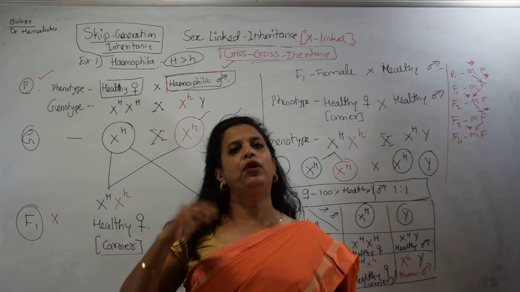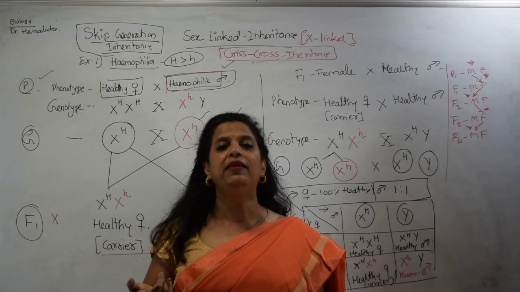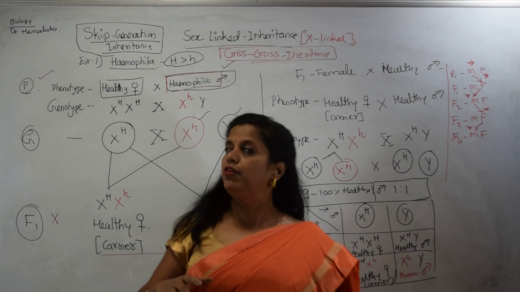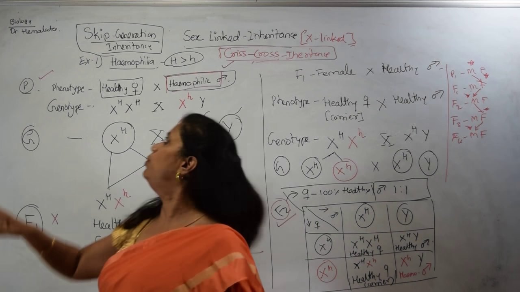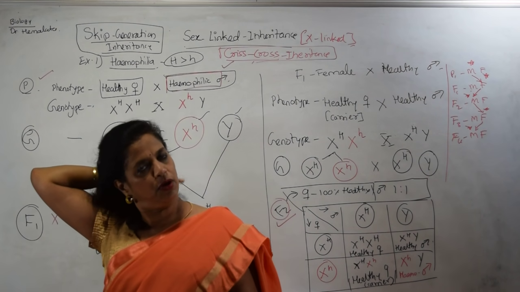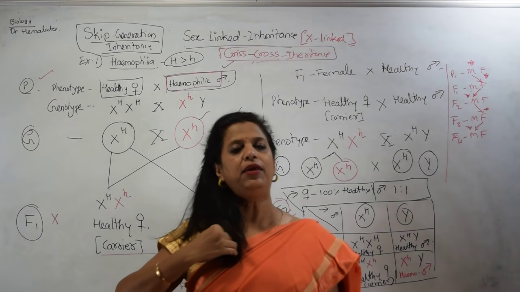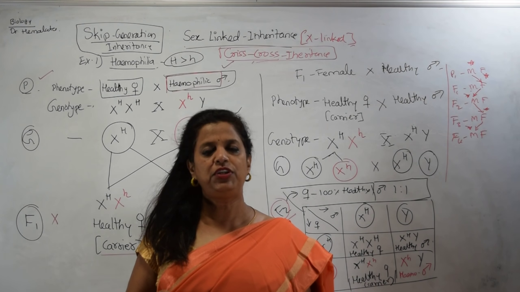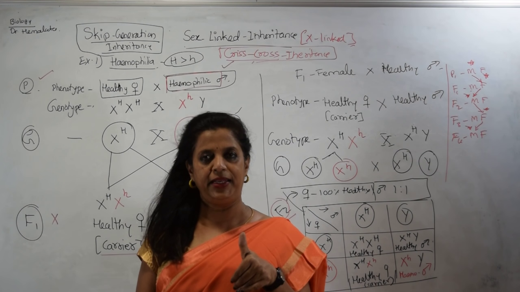So, after this, we have to start with the next example, that is color blindness. First, you understand this. Write 1 or 2 sentences, that will be your homework. Some of the questions I will give, you write them down. What is the first one? What do you mean by sex-linked inheritance?